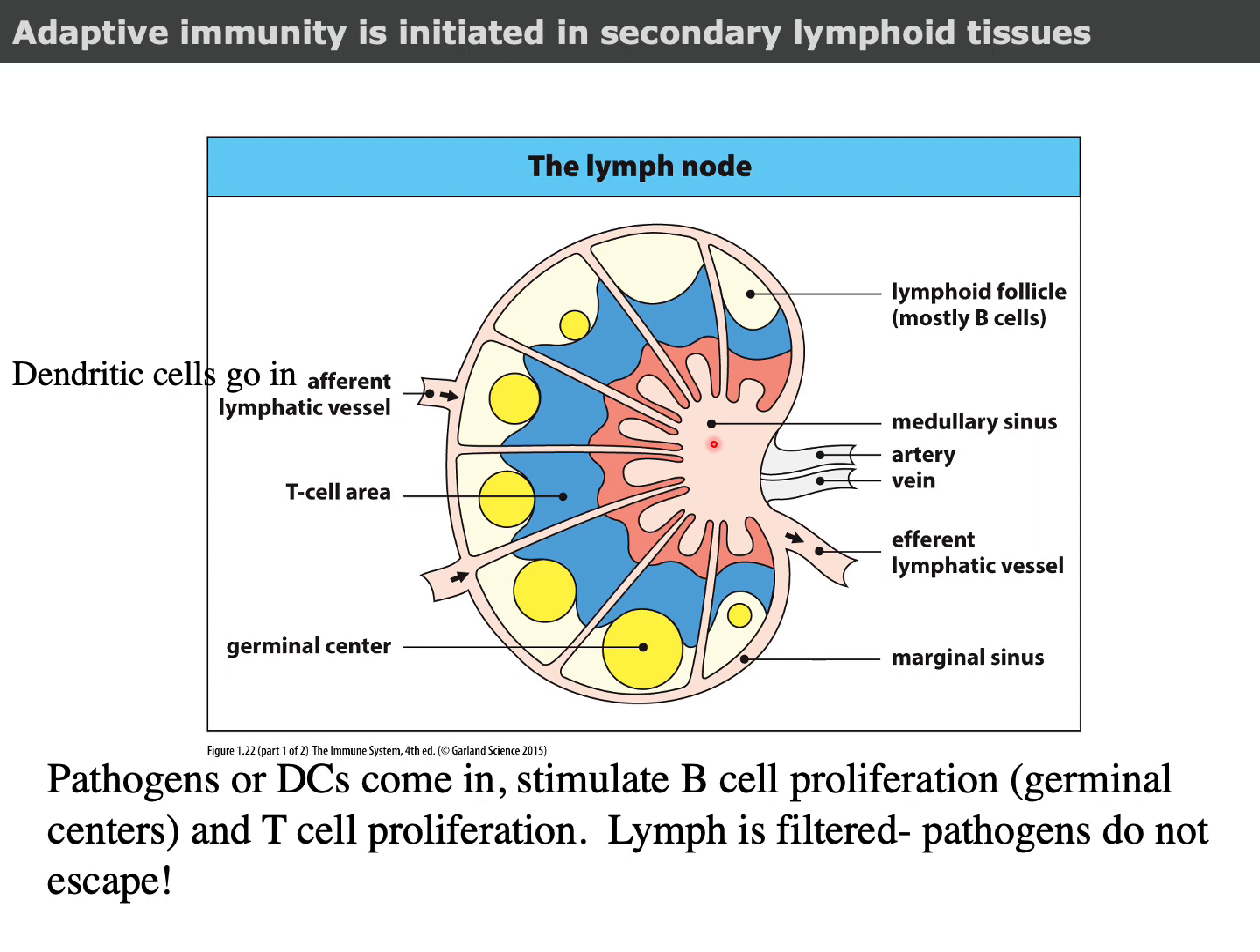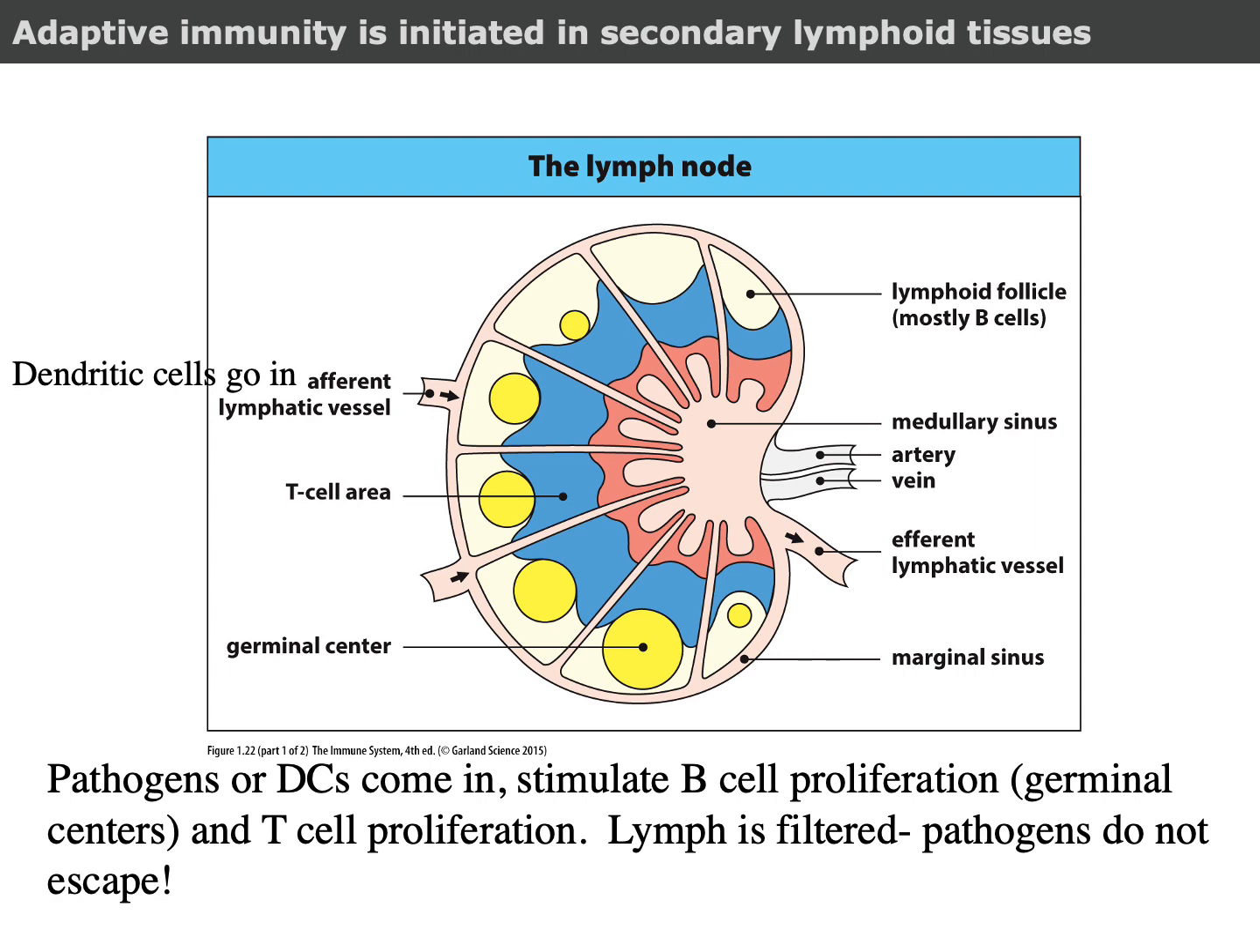So the concept here with the lymph node is pathogens or dendritic cells can come in, okay? The dendritic cells have already gobbled up a pathogen. They have it on their surface. They're presenting it. And then what they're going to do is stimulate B cell proliferation. And that B cell proliferation is going to be in a germinal center. And then the T cells are going to talk to those B cells and also proliferate.